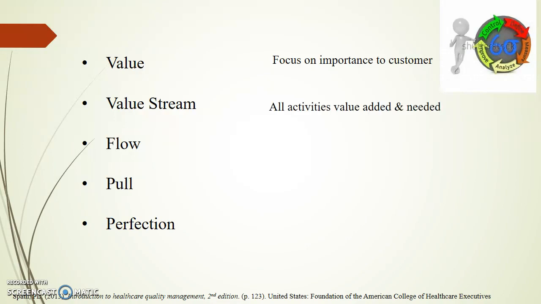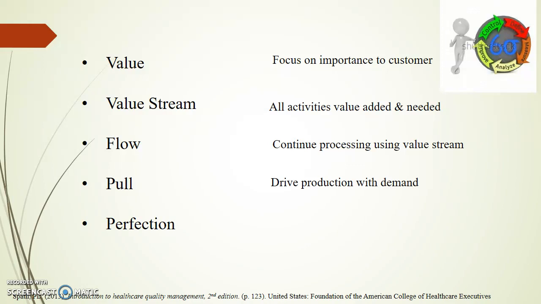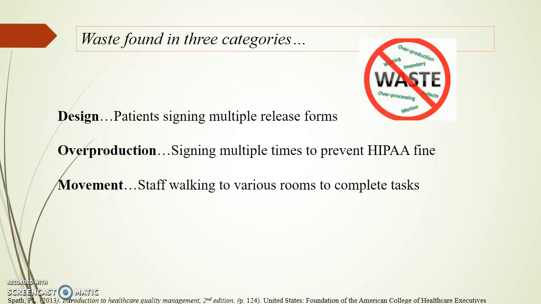Value stream, activities are value added and needed. Flow, continuing processing until value stream. Pull, drive production with demand. And finally, perfection, which is preventing defects and reworking if needed.